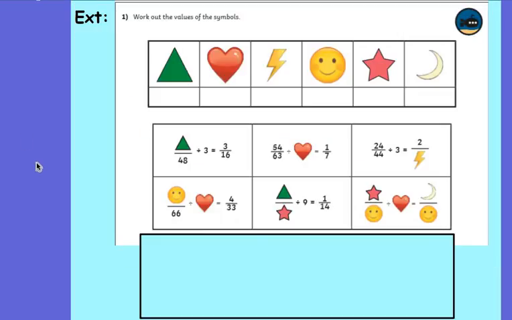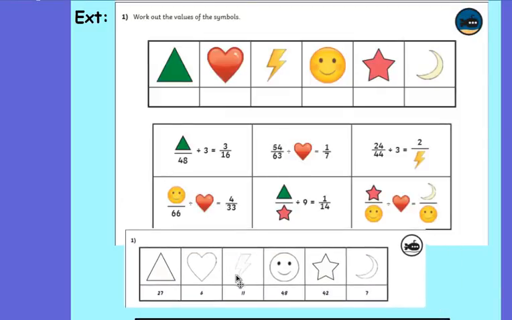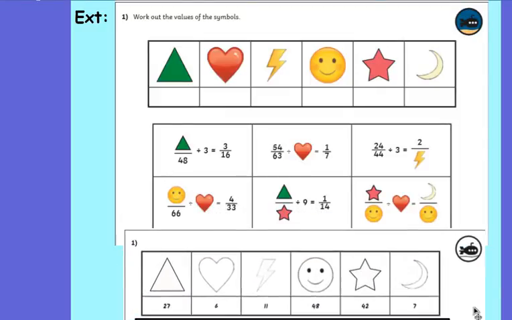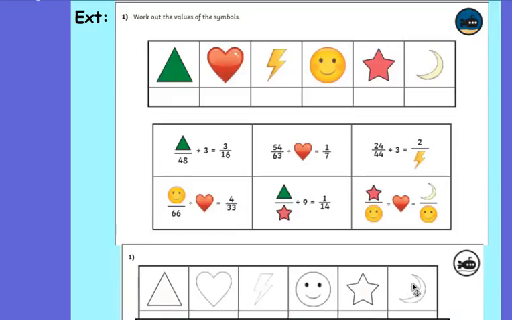And an extension question if you're feeling confident. Don't worry if you're not so confident, please feel free to skip this. However, if you want to challenge yourselves, pause the video for 5 minutes and work out the value of each of these symbols. And these are the answers. Please check your work and see how you did. The triangle was 27, the heart was 6, the lightning bolt was 11, the smiley face was 48, the star was 42, and the moon was 7.